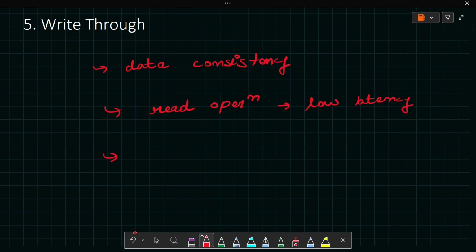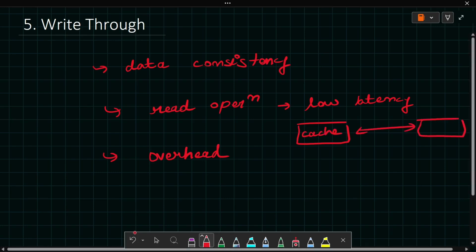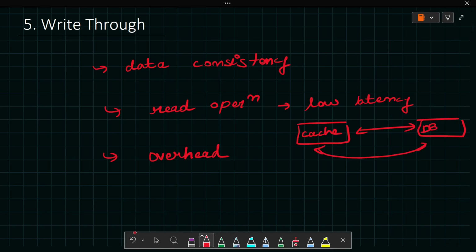This is a disadvantage. Due to overhead, because what we are doing is we are synchronously making changes to both the cache and DB at the same time. Due to which there is an overhead. So it is causing us a little problem. There is a write latency, but read operations have low latency.